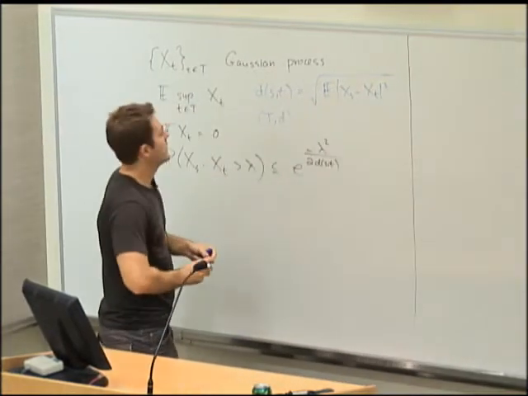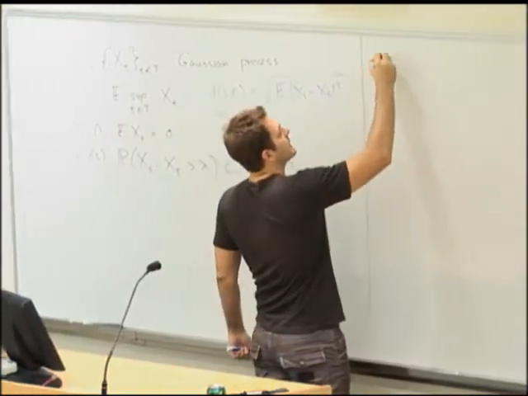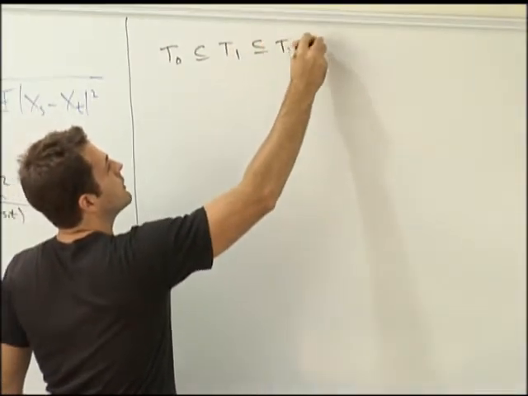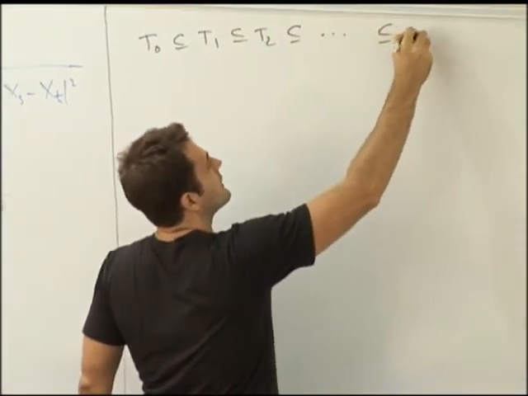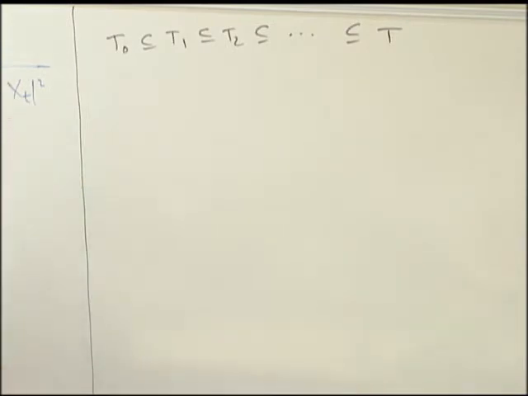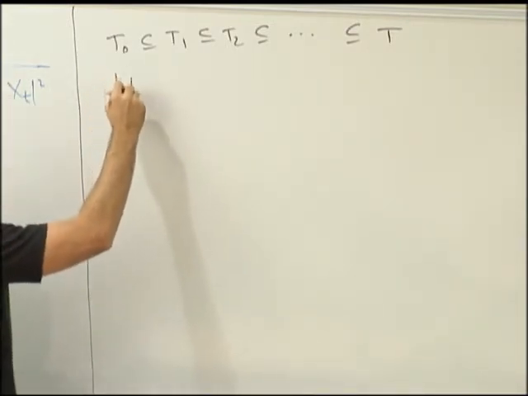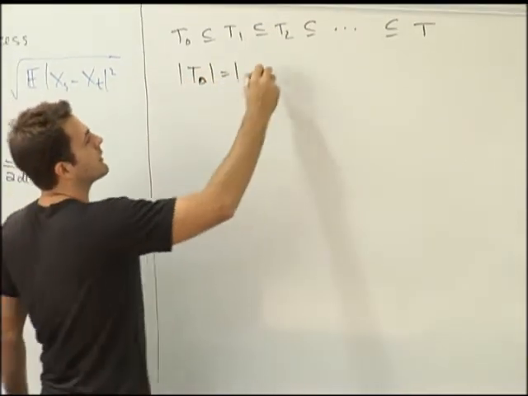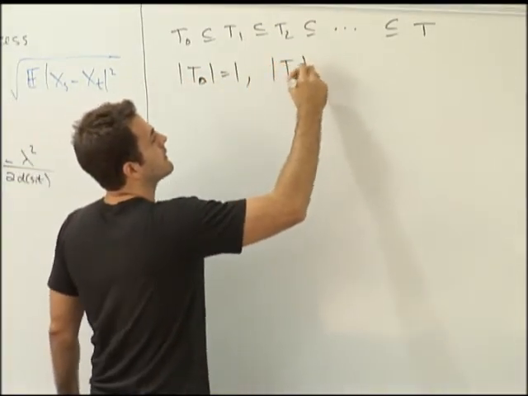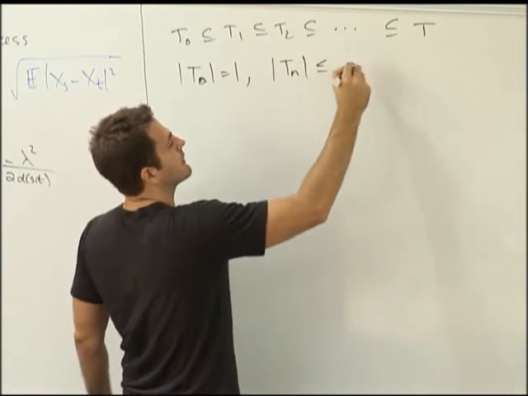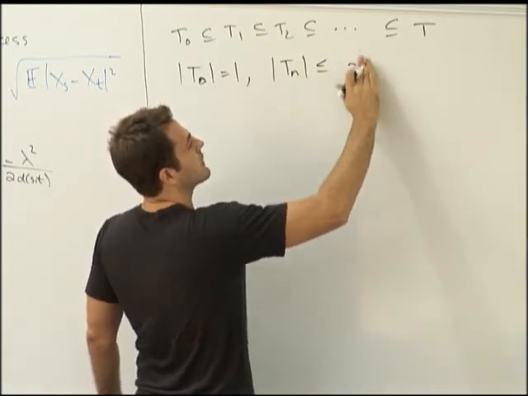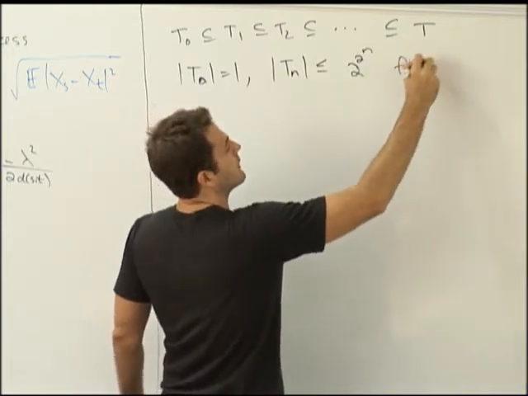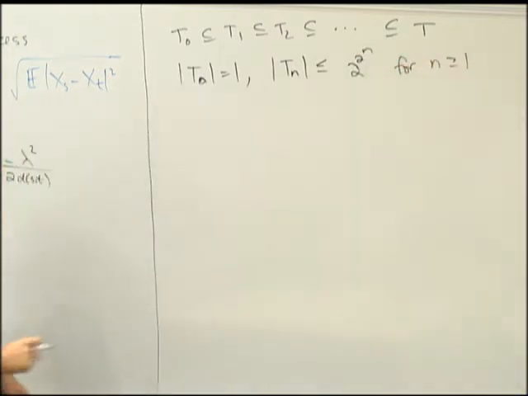So we said, okay, suppose we have a bunch of subsets T_0 inside T_1 inside T_2, all sitting inside T. And they're going to satisfy the following bound. The size of T_0 is 1, and for n bigger than 0, the size of T_n is at most 2 to the 2 to the n. I'll remind you what these were for in a second.